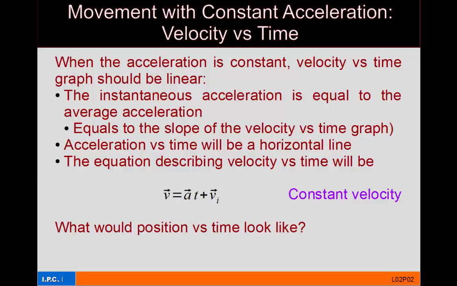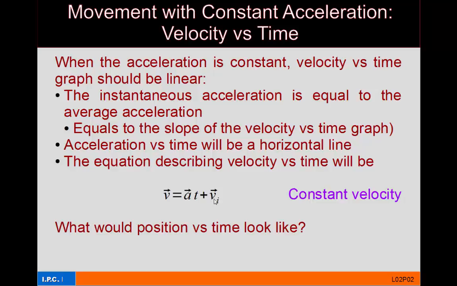Alright, so now that we've done this almost simplest case, we can look at the slightly less simple case in which you have a constant non-zero acceleration. And so recall that the acceleration is the change in velocity per unit time. So instantaneous acceleration is equal to the average acceleration in the event that you have constant acceleration. And so what that ends up leading to is that you have a velocity versus time equation that looks like this: v equals at plus v initial.